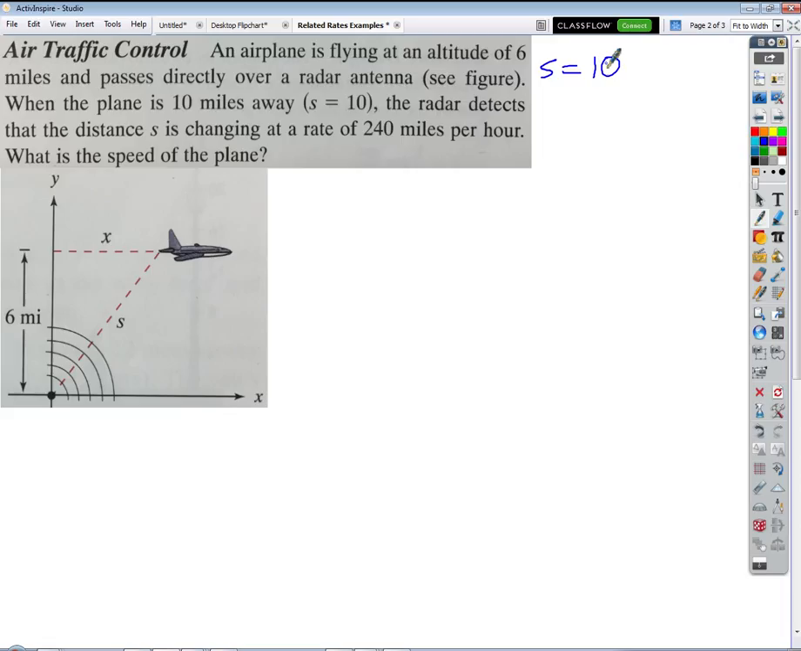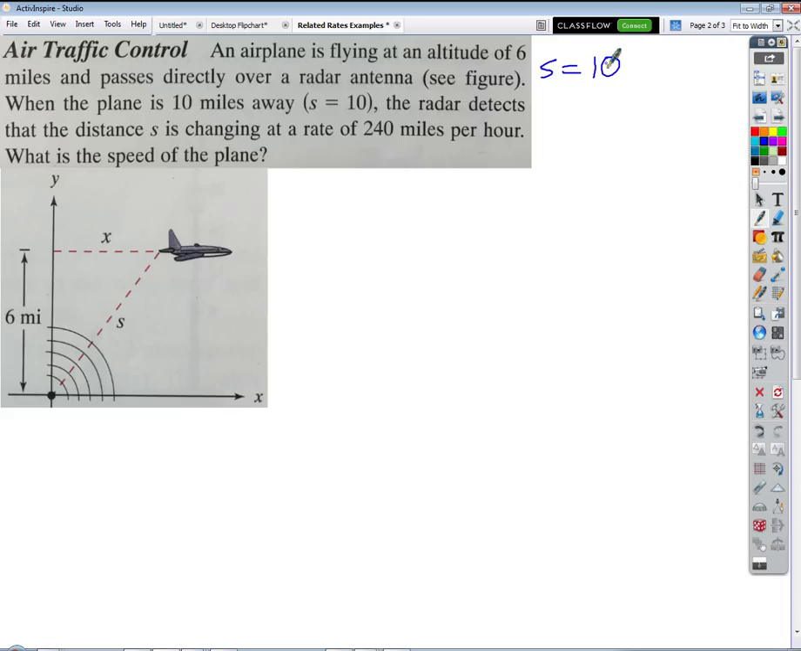Where did the 6 come from? 6 miles, the altitude. That would be y, but do we want to call it y? No, because it's not a variable. We don't want to confuse ourselves by implying that y is a variable. It's a constant, so let's just label it with its number. What else do we know?